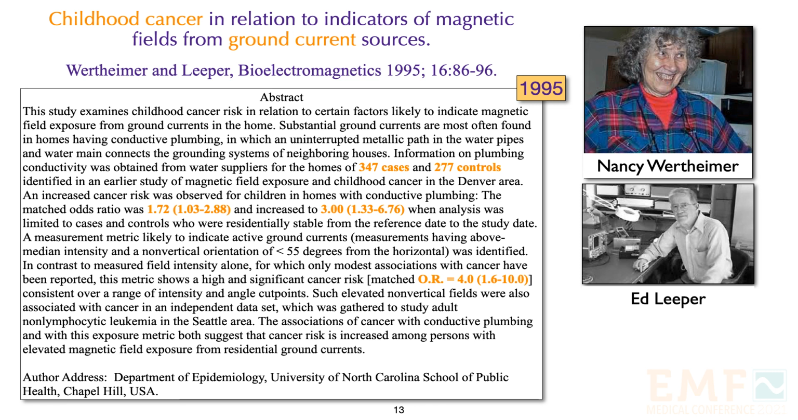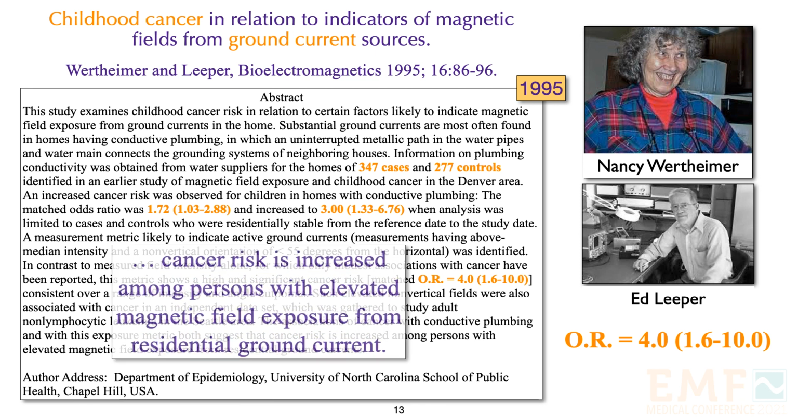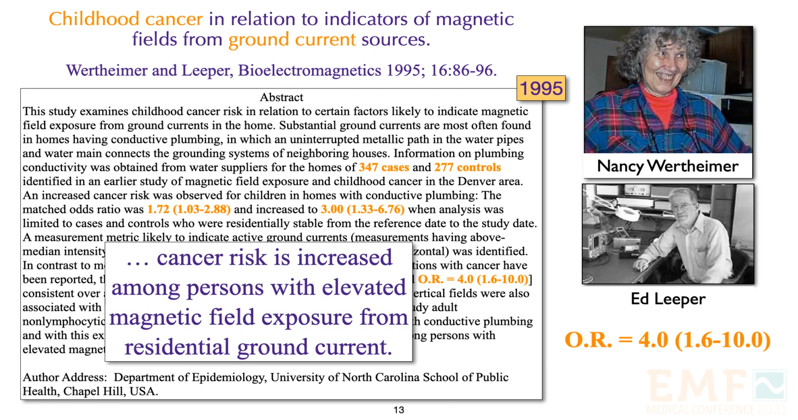They measured the magnetic field, which is produced by current, and reported an odds ratio of 4 that is statistically significant. The 4 represents a 4-fold increased risk of cancer. They state the cancer risk is increased among persons with elevated magnetic field exposure from residential ground current.